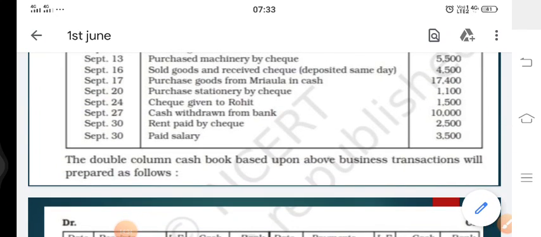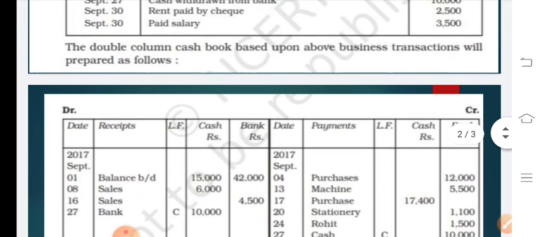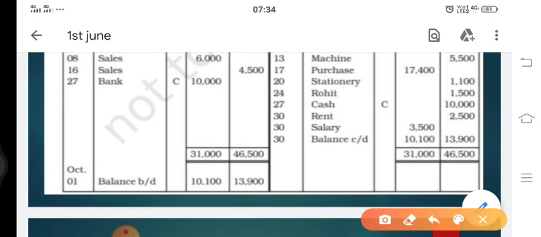Now the next point we have is rent paid by check. Here we have paid rent by check, which means payment is made through bank. That means bank is the giver, so bank needs to be credited. So going to the credit side of bank, we will write here by rent 2500.